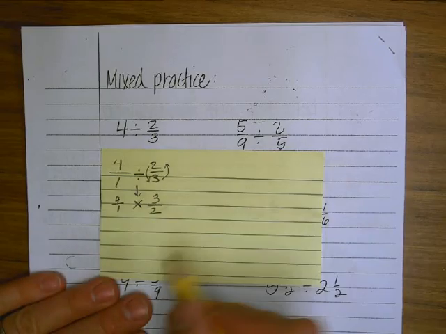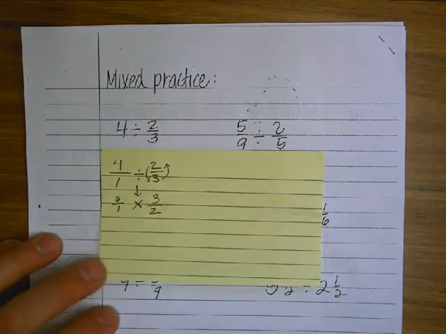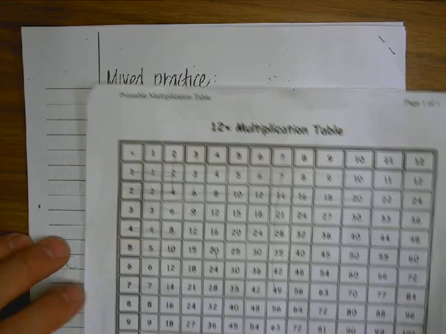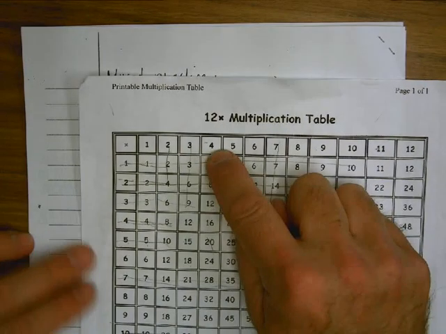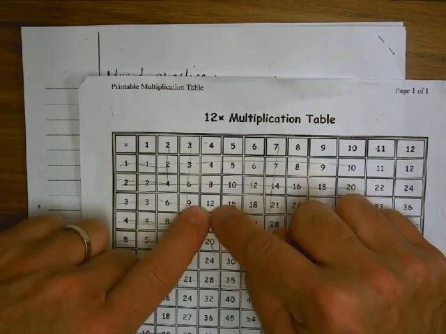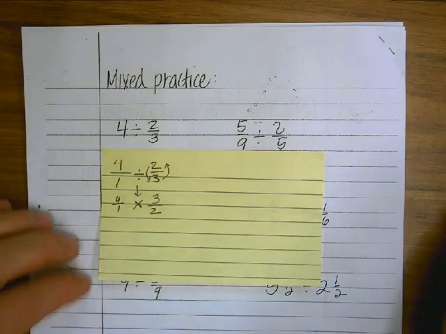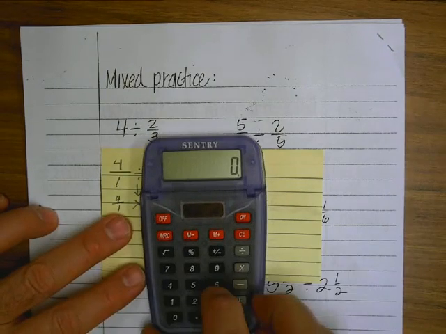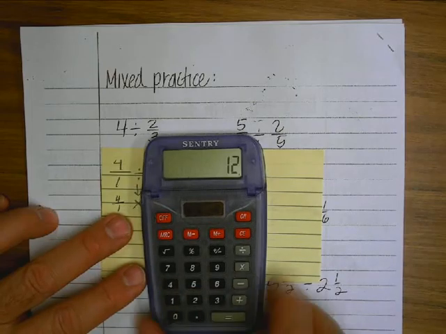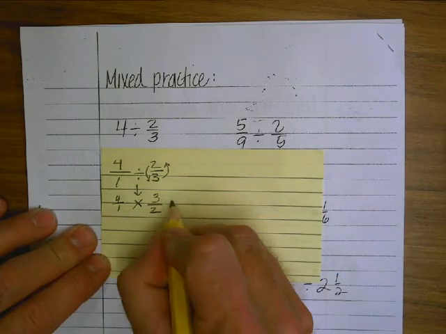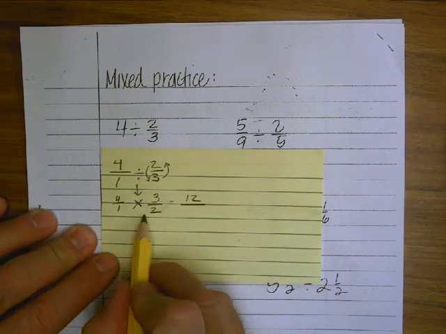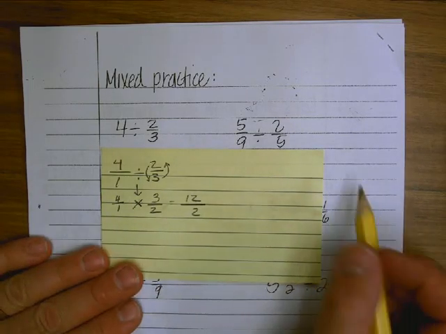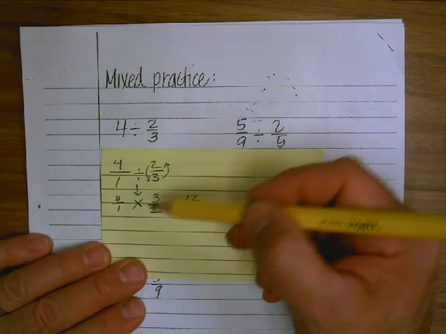So what is 4 times 3? 12. You think it's 12? Well, if you're using a multiplication table, go to the 4, go to the 3, we slide down, and yes, indeed, it's 12. Another way to do it, although I don't think you need it, get your calculator out. 4 times 3 equals 12. You can use the table. And what is 1 times 2? 2. It is 12 over 2.